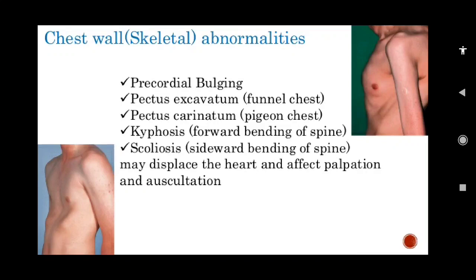So if suppose forward bending of spine is present, you have to note it as kyphosis or forward bending of spine is observed in the inspection part. So if nothing is present in a subject given to you, you have to write that no skeletal or chest wall abnormalities are observed. Okay.